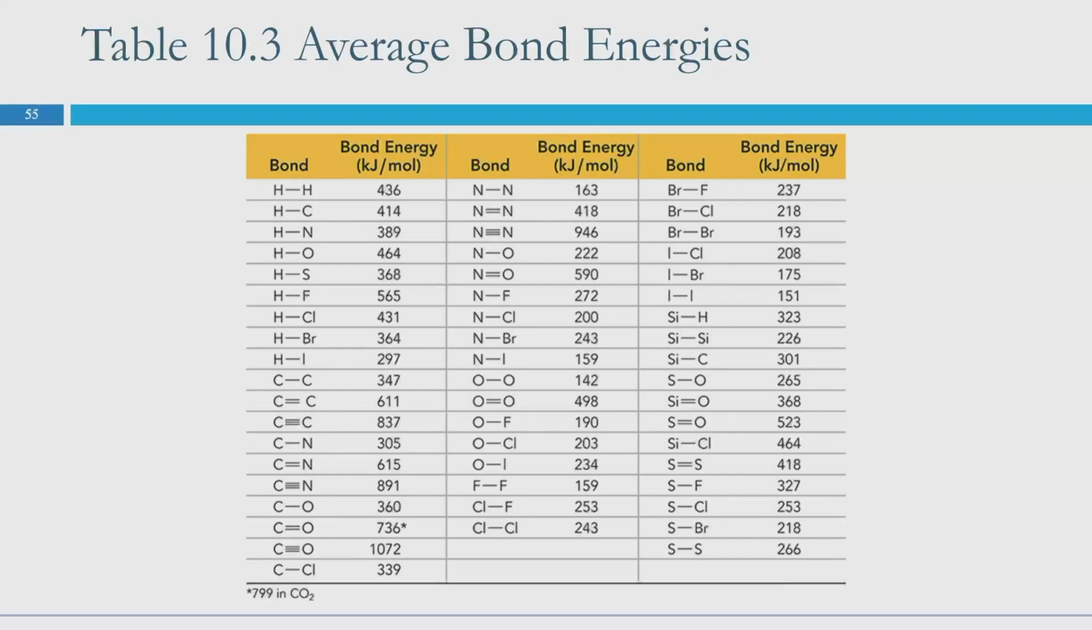So this table, which if you need it on an exam, I'll give you these values, shows us a bunch of different bonds that we might see, and it shows the bond energy for that bond. So for example, the hydrogen-carbon single bond is about 414 kilojoules per mole to break. A carbon-carbon single bond is about 347 kilojoules. The carbon-carbon double bond is 611 kilojoules. A bigger number because it's a double bond, it's a stronger bond, it takes more energy to break.